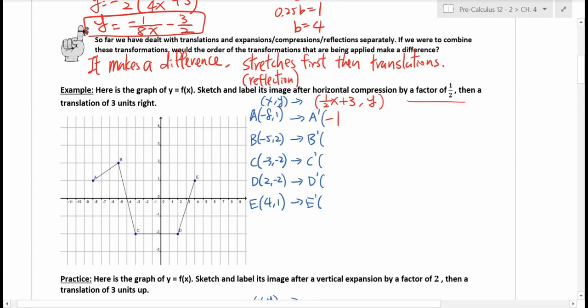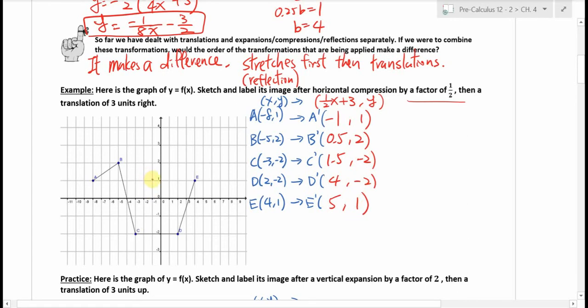Half of negative 8 is negative 4. Negative 4 plus 3 is negative 1. And if you do the same thing for the next one, half of negative 5 is negative 2.5, plus 3 is 0.5. You just keep going, you should get the following result. So this should be 5. And all the y values will remain the same because we didn't really do anything to it. Here are my y values. Okay, now I can plot.